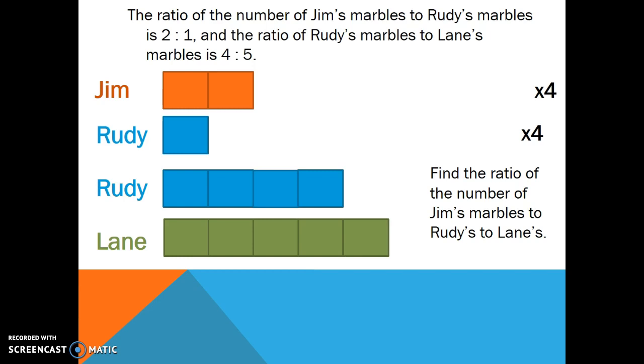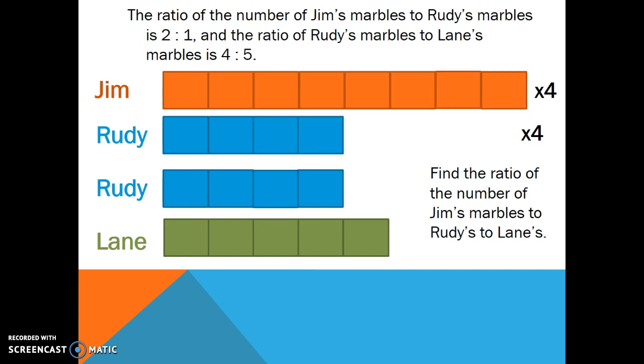So let's multiply both Jim and Rudy times 4. So there's Rudy's units, and there are Jim's units. So Jim now has 8, Rudy now has 4 in both situations, and Lane has 5, and your ratio is going to be 8 to 4 to 5.